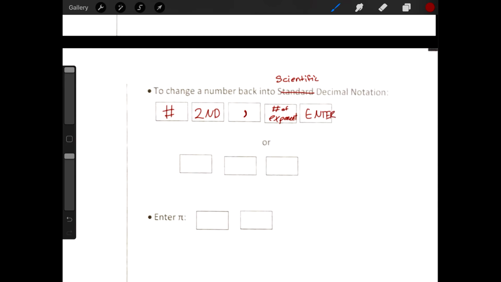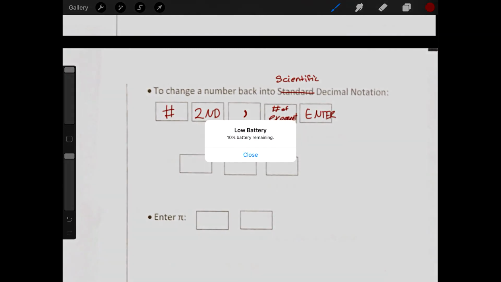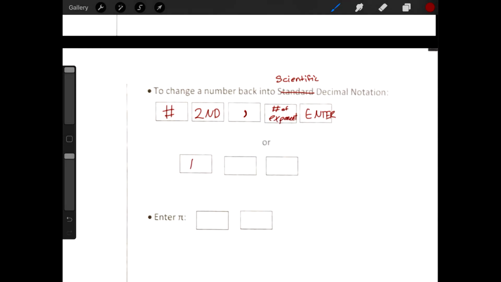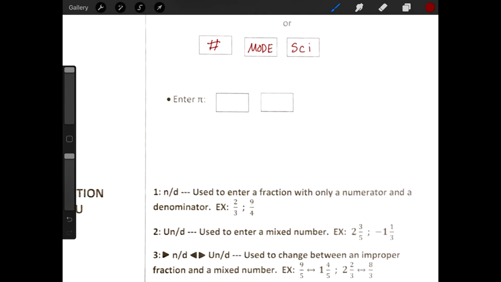Okay, you can do that, or you can have like your regular standard notation, and then push mode, and then select the one that says scientific instead of normal. To enter a pi, you're just going to put second, and then you will have like the little caret, because above the caret in blue letters is a pi.